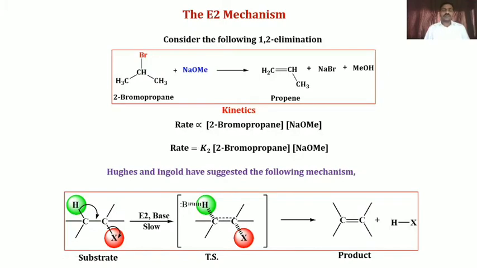So the question is, where does the energy come from for breaking these bonds? The answer is very simple. There is a formation of a bond between the base and hydrogen, as well as a formation of a pi bond, the C alpha C beta pi bond. So the energy comes from this bond formation process. Therefore, this is the transition state of the mechanism, and all these steps occur in a single step. Therefore, E2 is a one step process. There are no intermediates during the process.